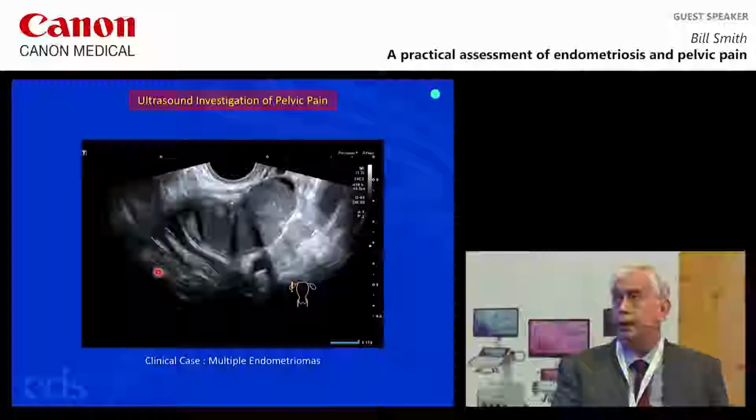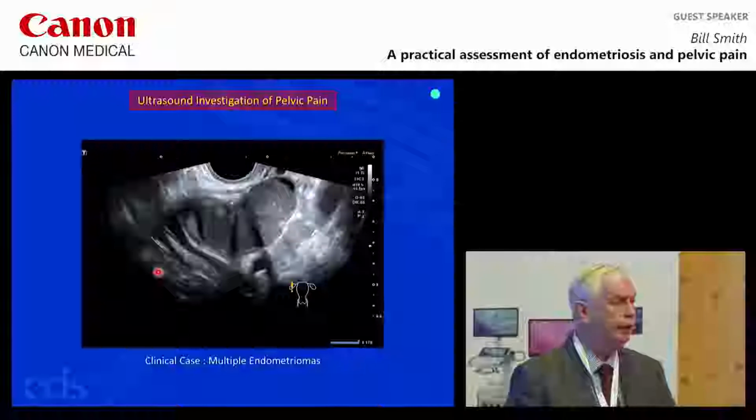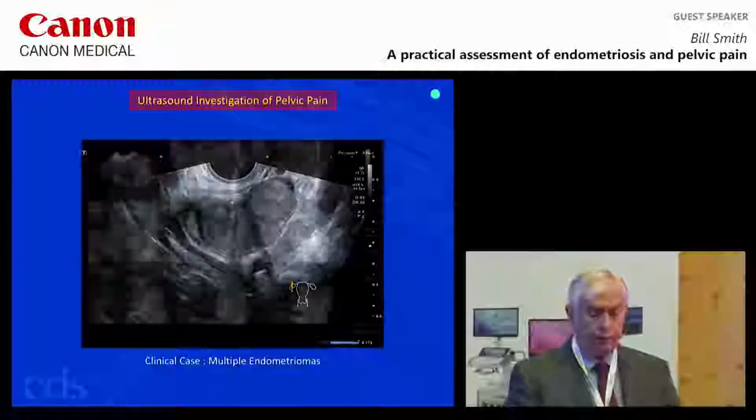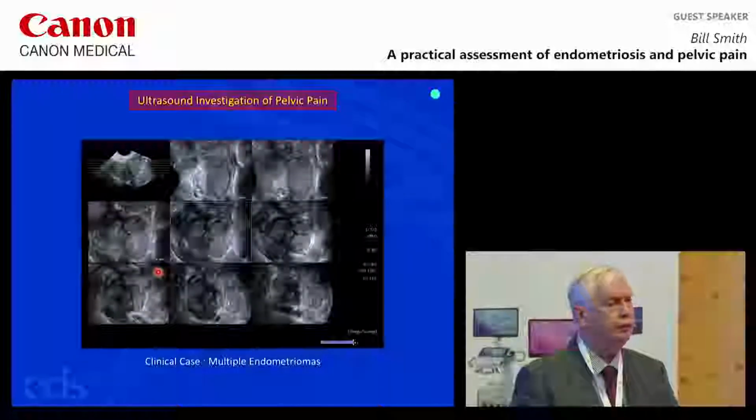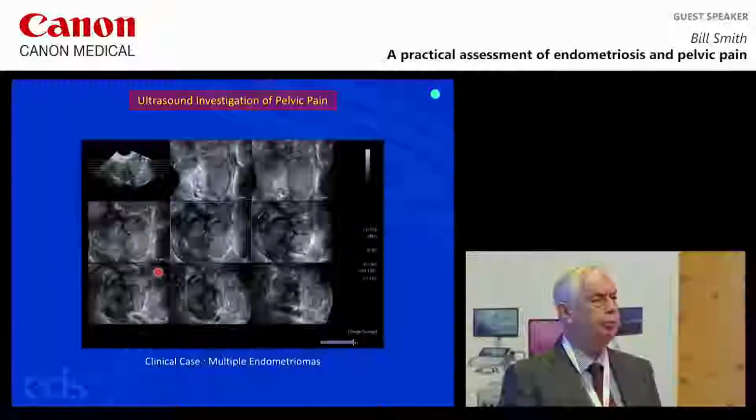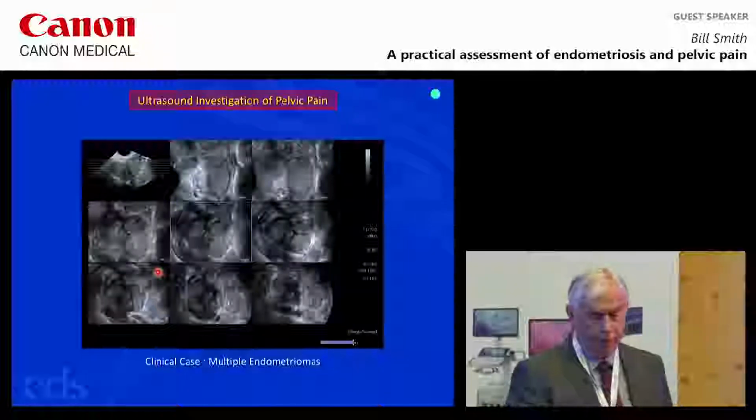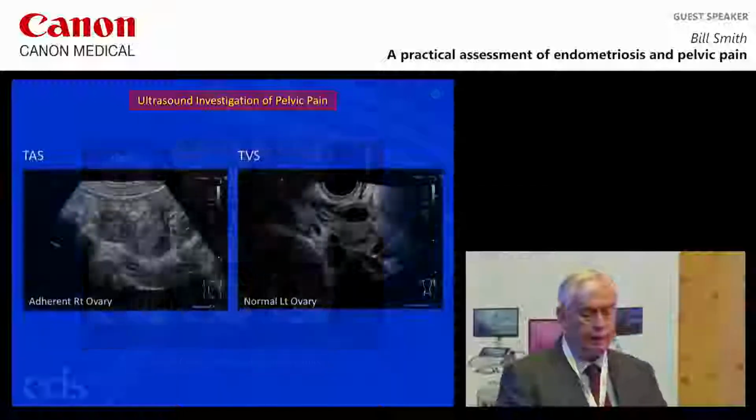If we take this case, there's an obvious ovary full of endometriosis, but it's the 3D that gives us a real insight into ovarian morphology and the extent of the disease. And remember, the bottom line is we're trying to give accurate information to the consultant responsible for the management of that patient, and that consultant has to decide on the appropriate line of management for that particular condition.